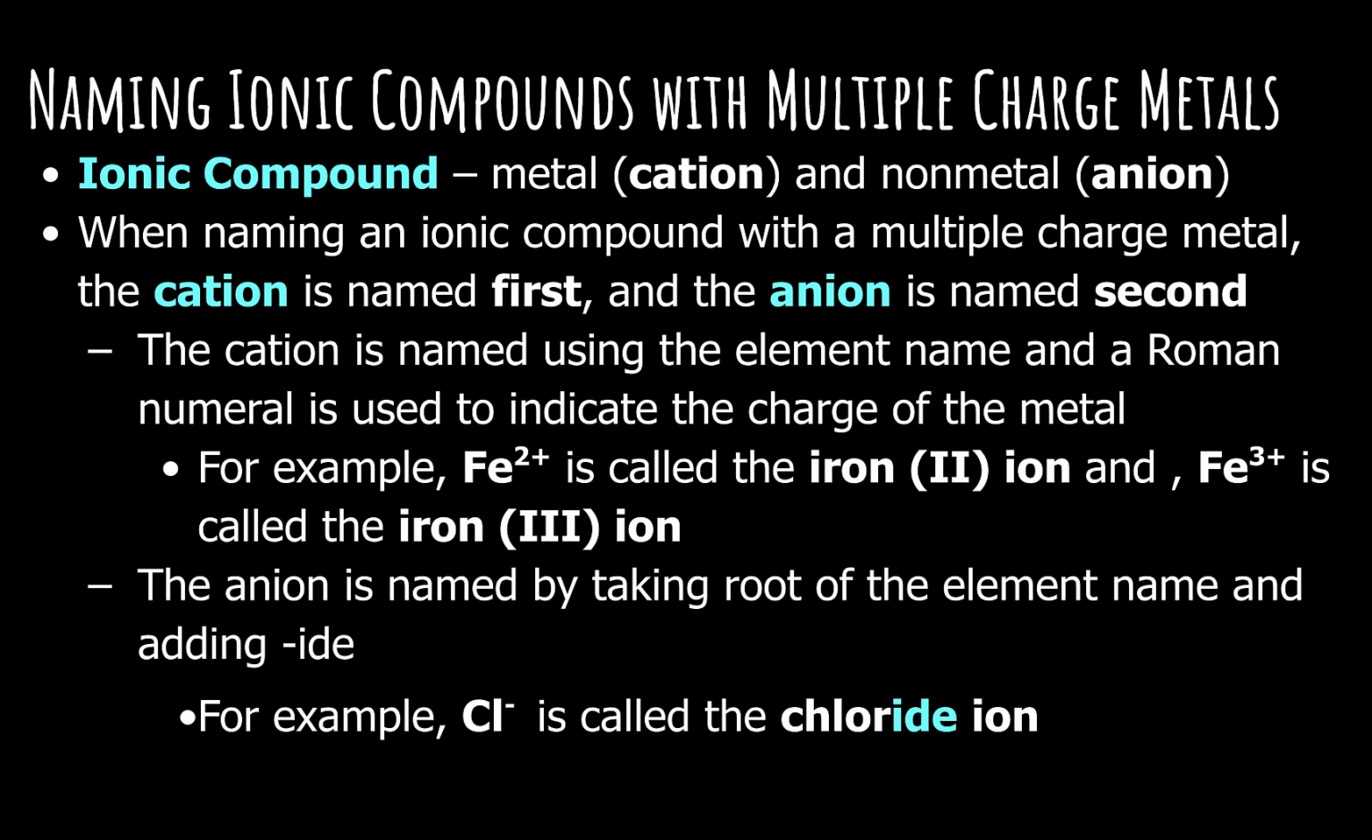Here you can see that example, Fe plus 2 is called the iron 2 ion, and Fe plus 3 is called the iron 3 ion. Then for this example, we're still using the anion rules from the previous type of compound. So Cl minus is still called the chloride ion.